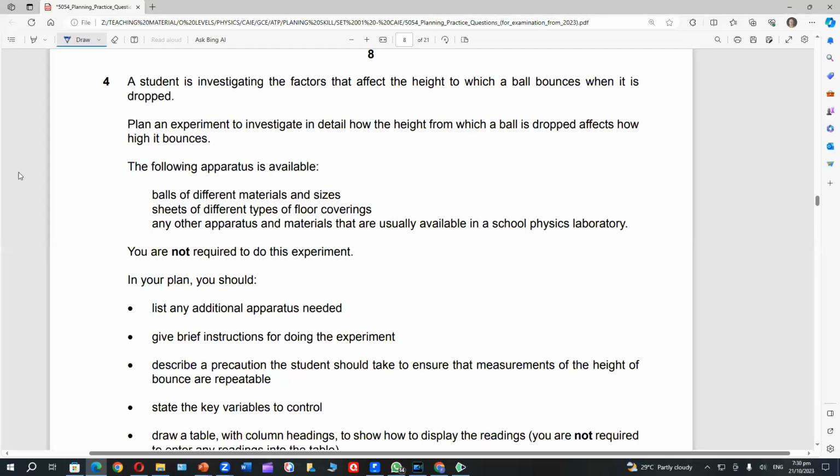The following apparatus is available: balls of different materials and sizes, sheets of different types of floor coverings, and any other apparatus and material usually available in a school physics laboratory. You're not supposed to do this experiment.